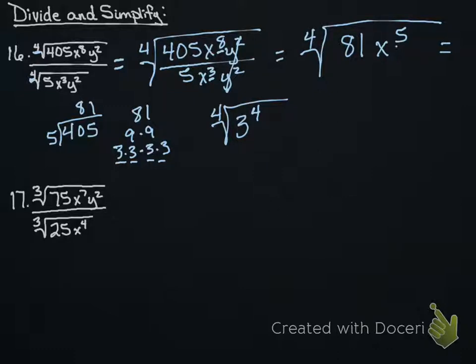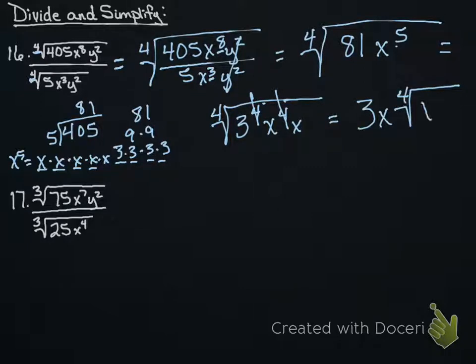And then x to the 5th. X to the 5th is x times x times x times x times x. That's 1, 2, 3, 4. So that is x to the 4th times x. My radicals and exponents cancel each other out, and I'm going to bring those outside. So that's 3x, and I'm left with the 4th root of x. Alrighty.